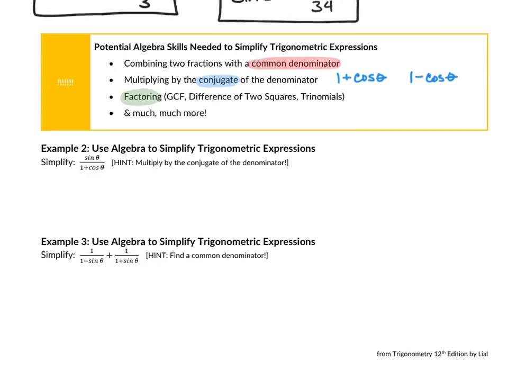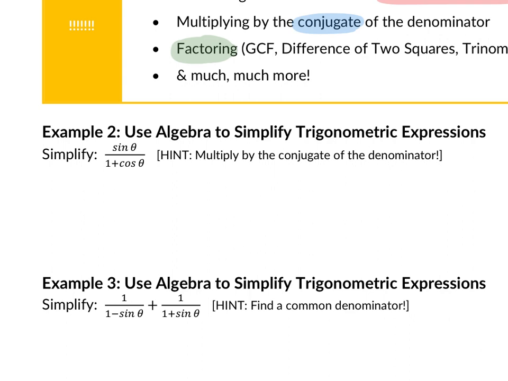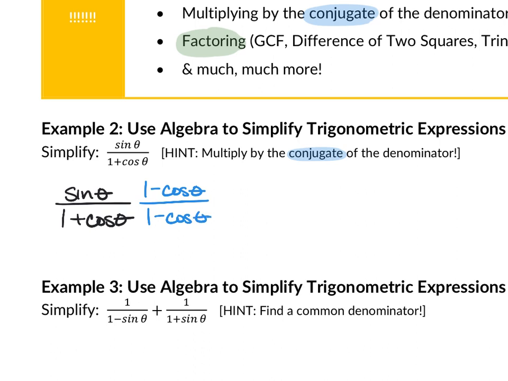So in example 2 here, we're going to simplify this trigonometric expression down to just something else. We're going to get it to not have a binomial in the denominator, and then we'll simplify. So we're going to multiply by the conjugate of the denominator. Since this denominator has a plus or minus in it, we want to multiply. So I'm going to take the expression sine of theta over 1 plus cosine of theta, and I'm going to multiply the top and the bottom by the conjugate of the denominator, 1 minus cosine of theta over 1 minus cosine of theta.